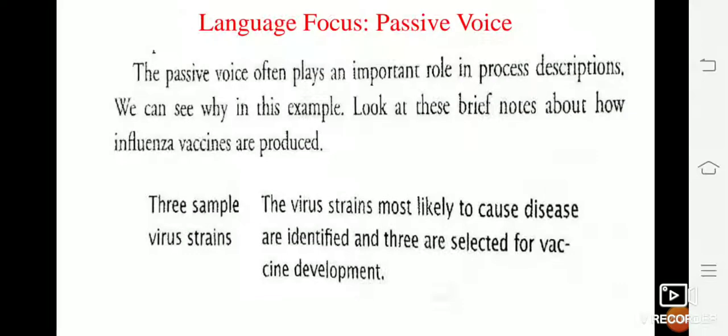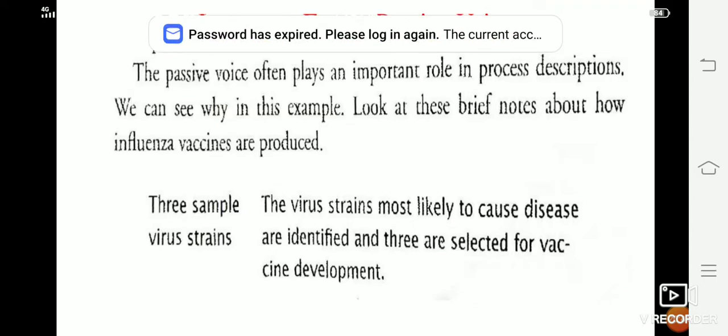Move on, please. Passive voice. We now look at passive voice. The passive voice often plays an important role in process description. We can see why in this example. Look at this brief note about how influenza vaccines are produced. Three samples. The virus strains most likely to cause disease are identified and three are selected for vaccine development.